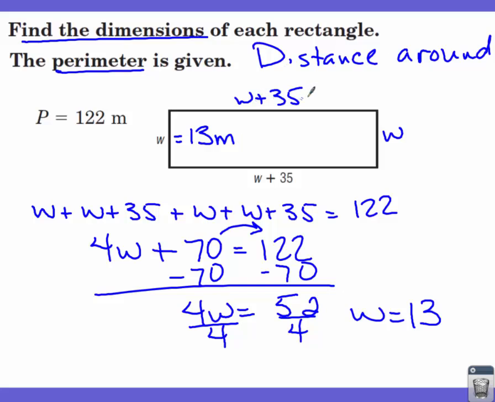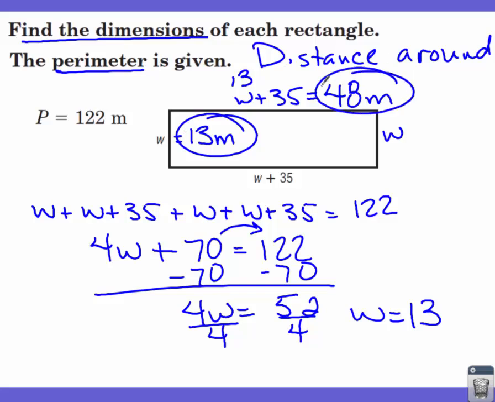But my length is W plus 35. So I've got to take my W, which is 13, plug it in, and add 35 to that. So let's see, 30 and 10 make 40, plus 3 and 5 make 8. So that gives me 48 meters for my length. So that question is asking what are the dimensions. It is a 13 meter by 48 meter rectangle.